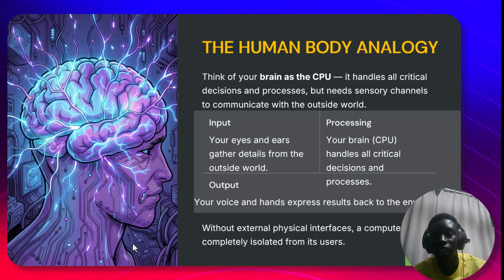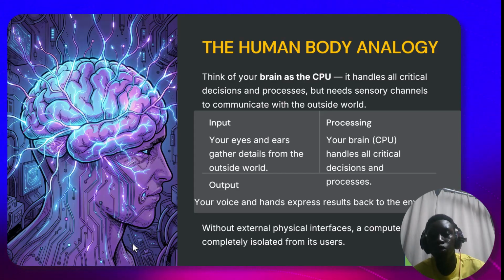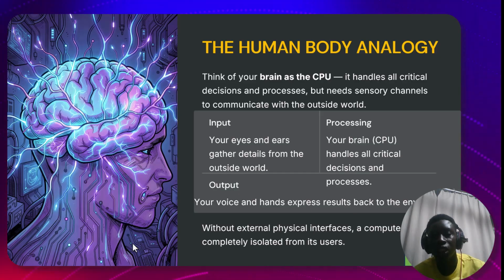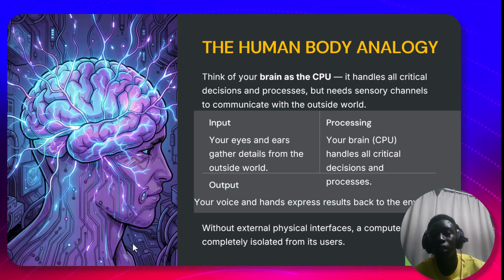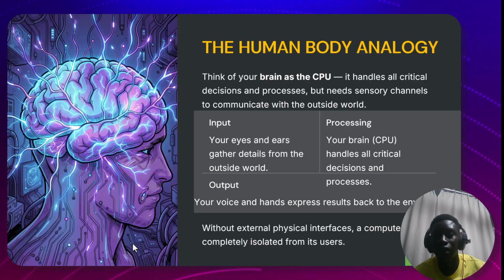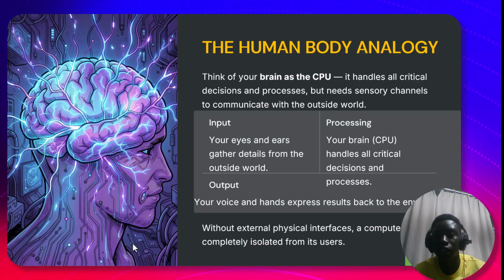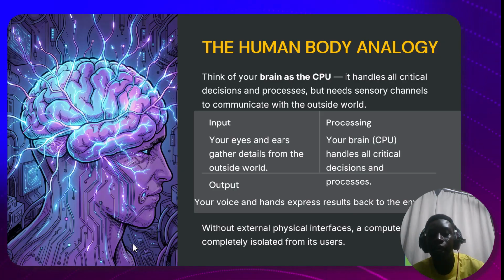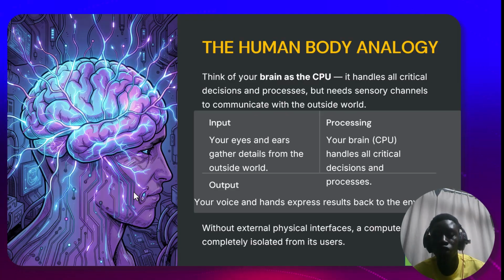So we have the eyes and the ears. They gather what? Details from the outside world. So let's say they are the input devices in the human body, because without them, data will not get into the brain, which is the CPU for processing. Yes, so we also come to the output, which is your voice and hands that express results back to the environment. Without your voice and your hands, you cannot express back the processed information from the CPU, which is your brain.